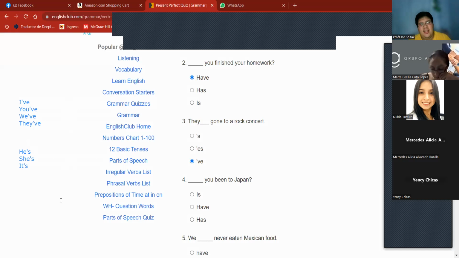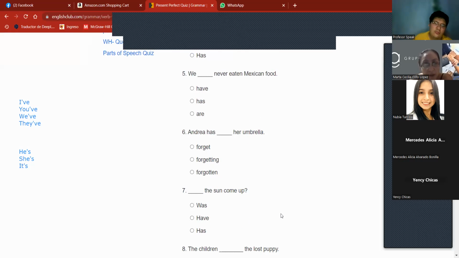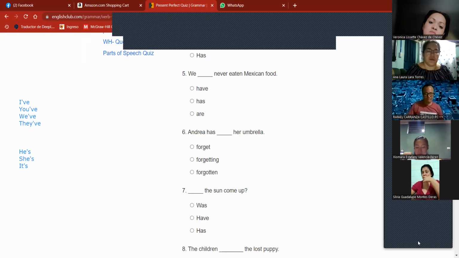The context will give us the difference, right? Okay, the context is not the same. She's a doctor. She's got a new job, right? It's not the same. We understand that one is the verb to be, the other one is the present perfect. Thank you. Good. Number four, Marta, please, can you help me? Have you been to Japan? Thank you. Great. Let's see. Number five, Fernando, can you help me? Ana Laura, number five. What do you think?